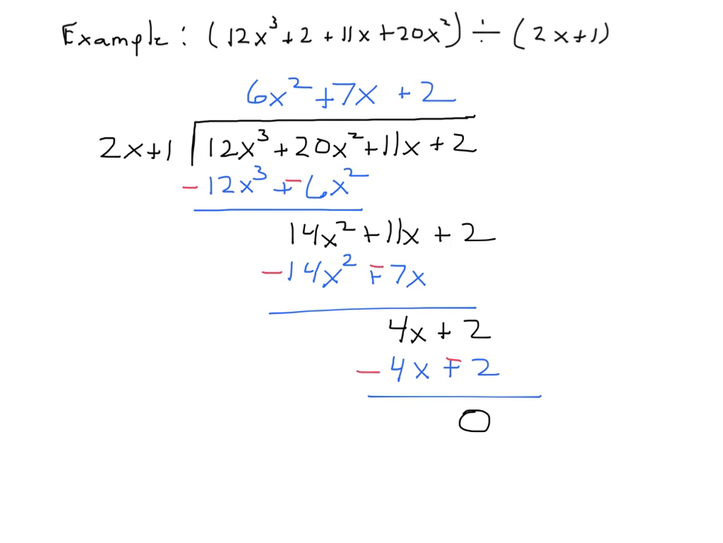So in this case, 2x plus 1 and 6x squared plus 7x plus 2 are factors of 12x cubed plus 20x squared plus 11x plus 2. So I know in this case that my answer, my quotient, is 6x squared plus 7x plus 2. And I have a remainder of 0 on this one.